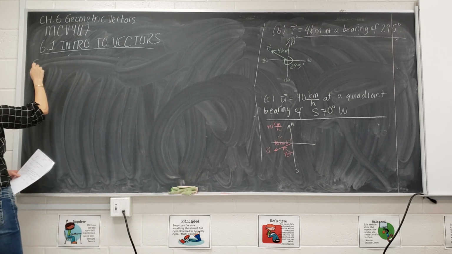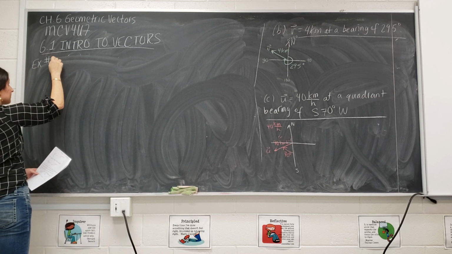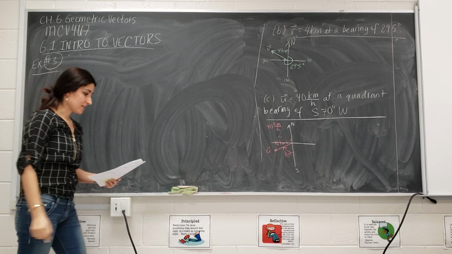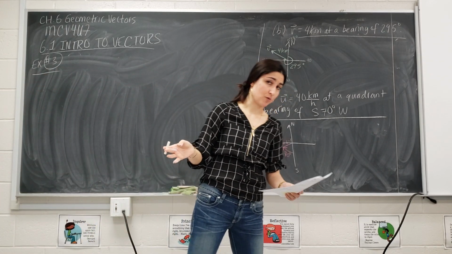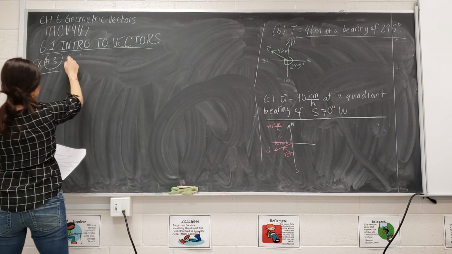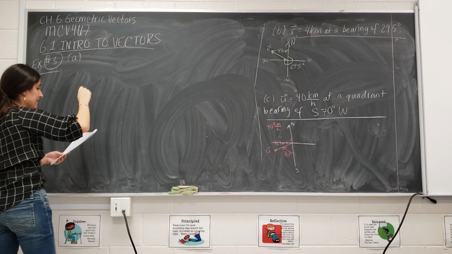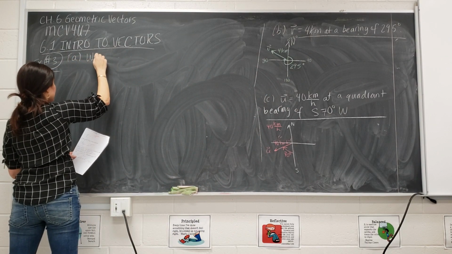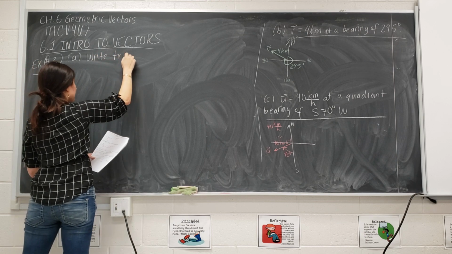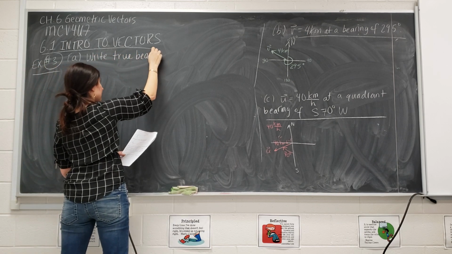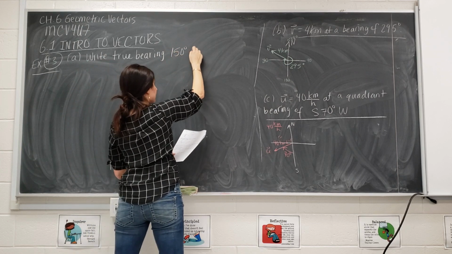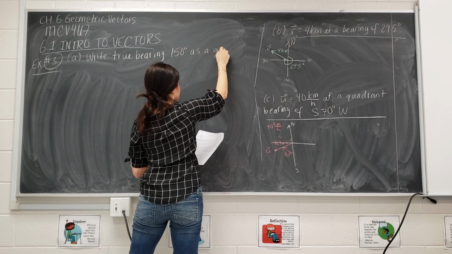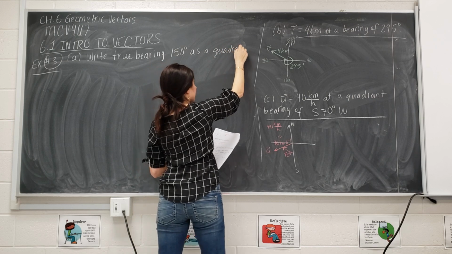Example 3. All right. Now we're going to go back and forth between true bearings and quadrant bearings. So part A, write true bearing (150 degrees) as a quadrant bearing.